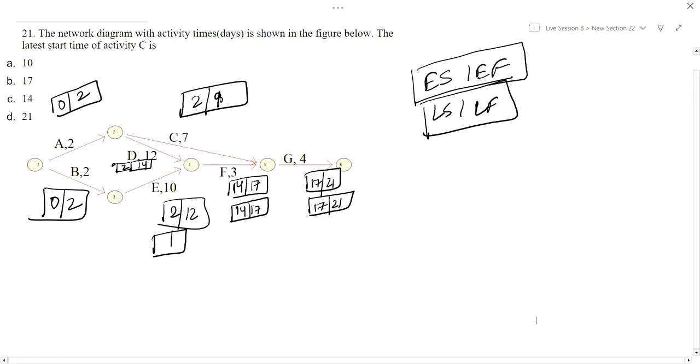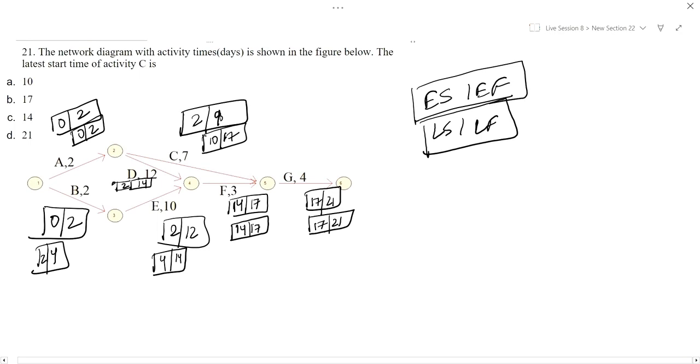14 and it is 4. For this, the minimum is 10, 17. For this, it is 0 and 2. And for this, it is 2 and 4. With this, we see that for the activity C, the latest start time is 10. So the correct option is 10.